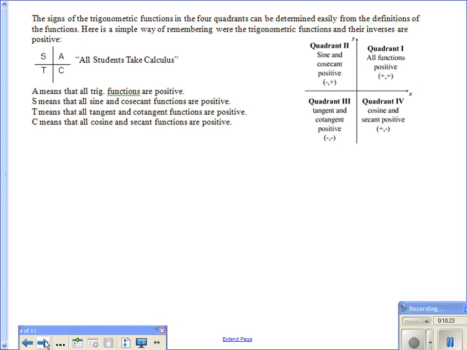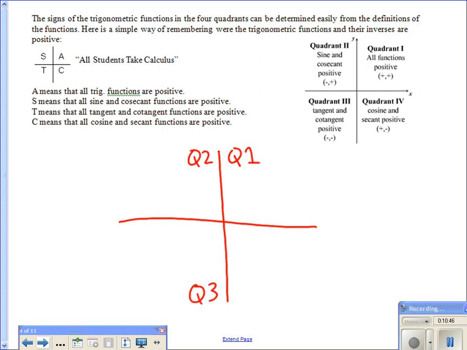The next thing we've talked about a little bit already: the signs of the trigonometric functions in the four quadrants can be determined easily from the definitions of the functions. A simple way of remembering them is by using "All Students Take Calculus." Again, we've talked about this with our unit circle, but this is the first quadrant, this is the second quadrant, this is the third quadrant, and the fourth quadrant.